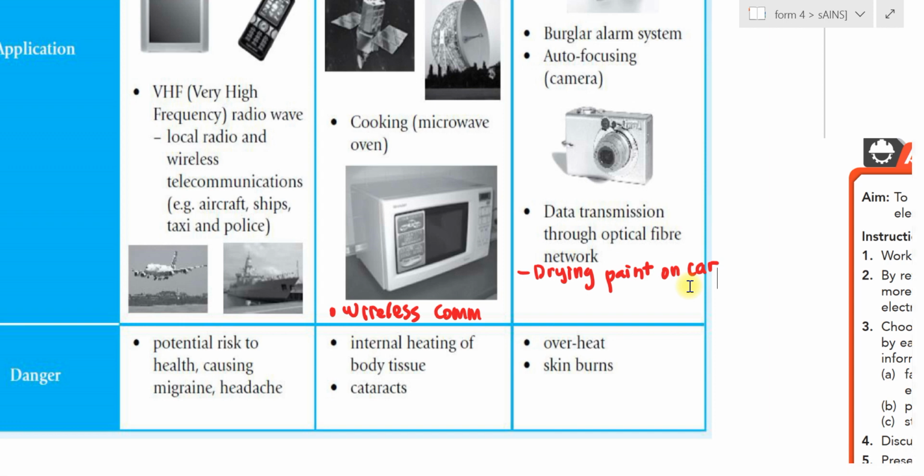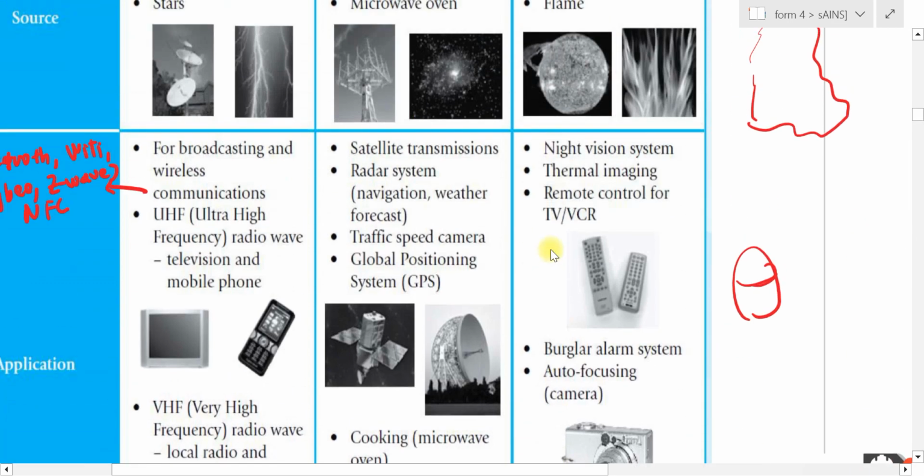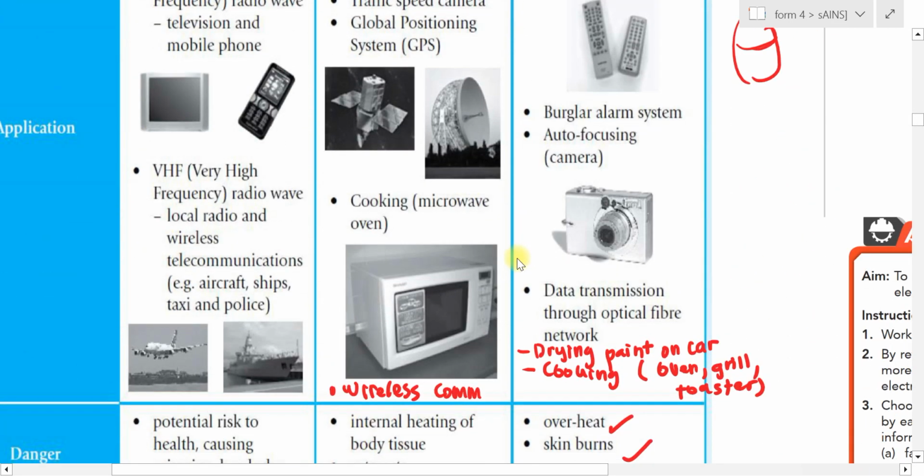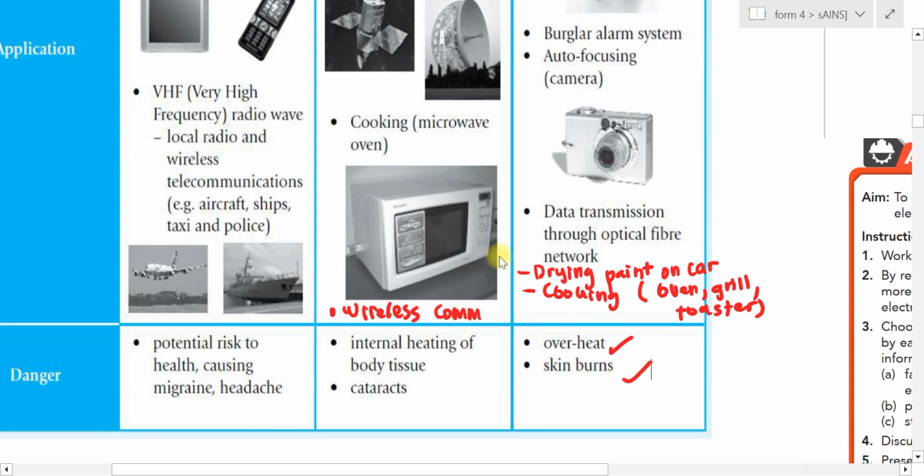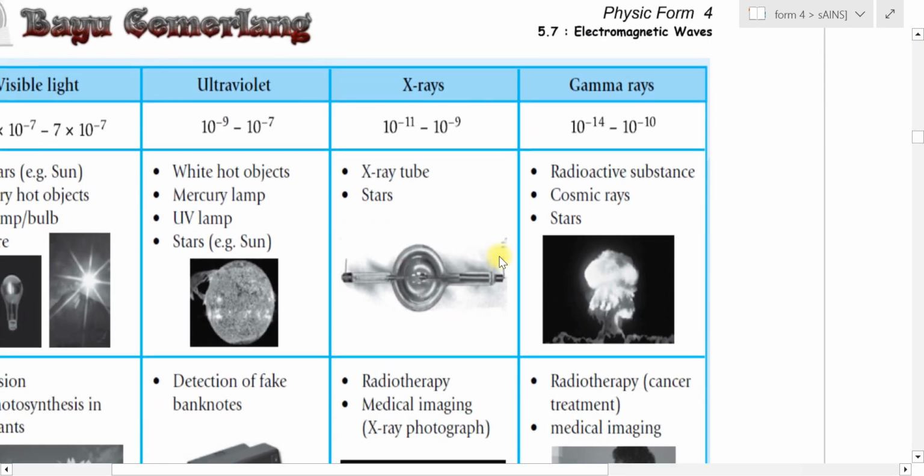And then sometimes we can use for cooking as well. We can use infrared for cooking. Kita ada cooker all semua. Kamu boleh tengok oven, grill, toaster. Kamu boleh tambah. Okay. Jadi kalau overexposure, obviously overheat and skin burn. Okay. The first three. Okay. And then the next three. Next four lah.